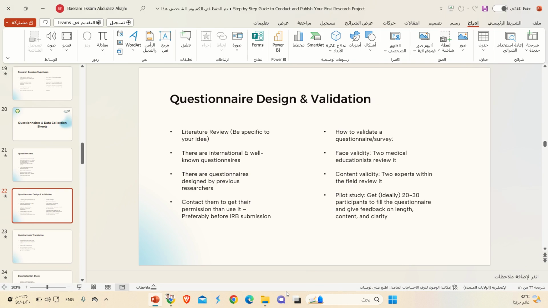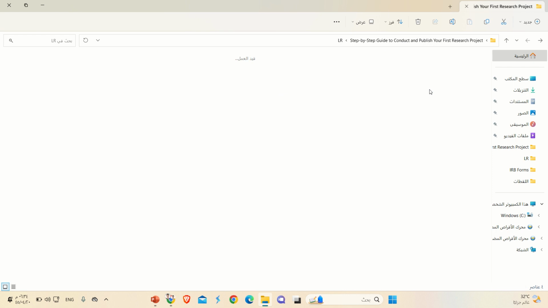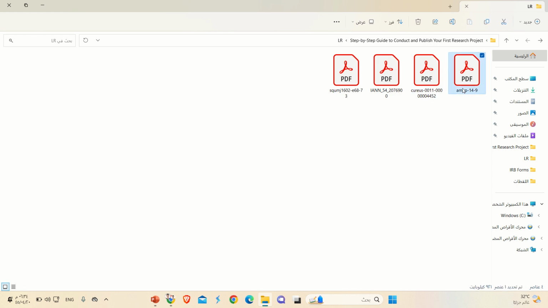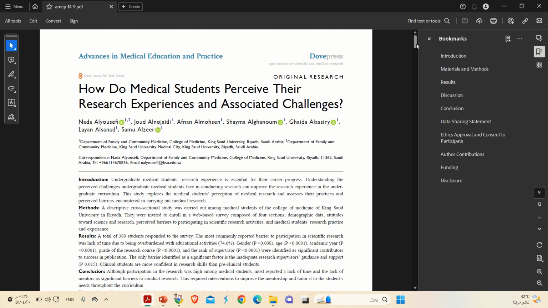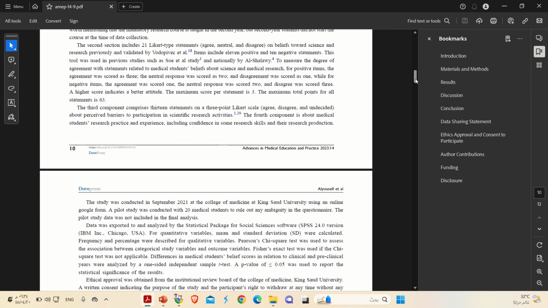So let's go to the literature review file. What you want to do is you would go to the method section first. Here in the method section, they mentioned that this is the second section. It includes 21 statements using the agree, neutral, disagree. Research previously evaluated by this study, and they referenced it. Then items include 11 positive. It was also used in another study and nationally by another study. So they mentioned several studies.